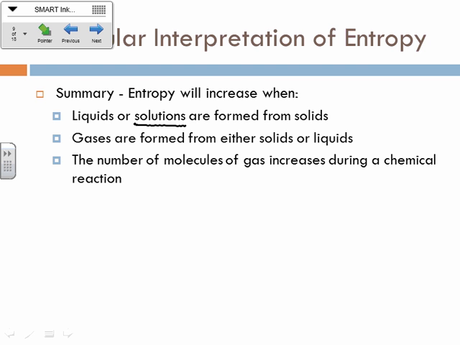So when you take a solid and you either melt it, turn it into a liquid, or you put it into water and it dissociates, that's going to increase the entropy. Okay, if you form a gas from solids or liquids, that's definitely going to increase the entropy of the system. And if the number of molecules of gas increases during a chemical reaction, those would be the main ways that you'd be looking for when you're talking about an increase in entropy. Okay.